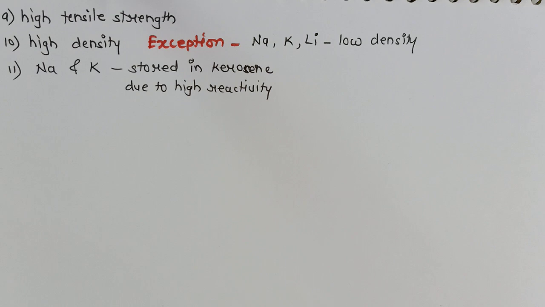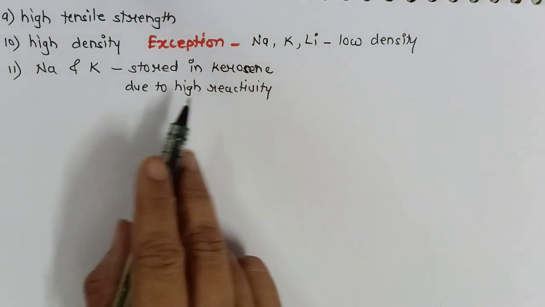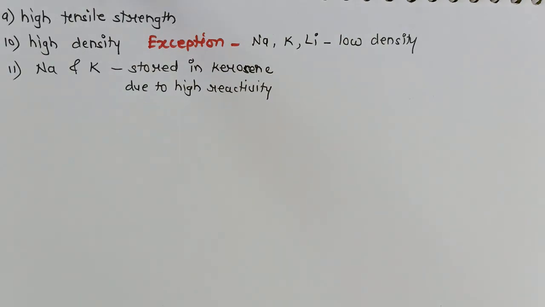These are actually alkali metals. So I can say generally alkali metals show maximum exceptions. Now why? About that you will be studying in higher classes. Metals like sodium and potassium are stored in kerosene due to high reactivity.